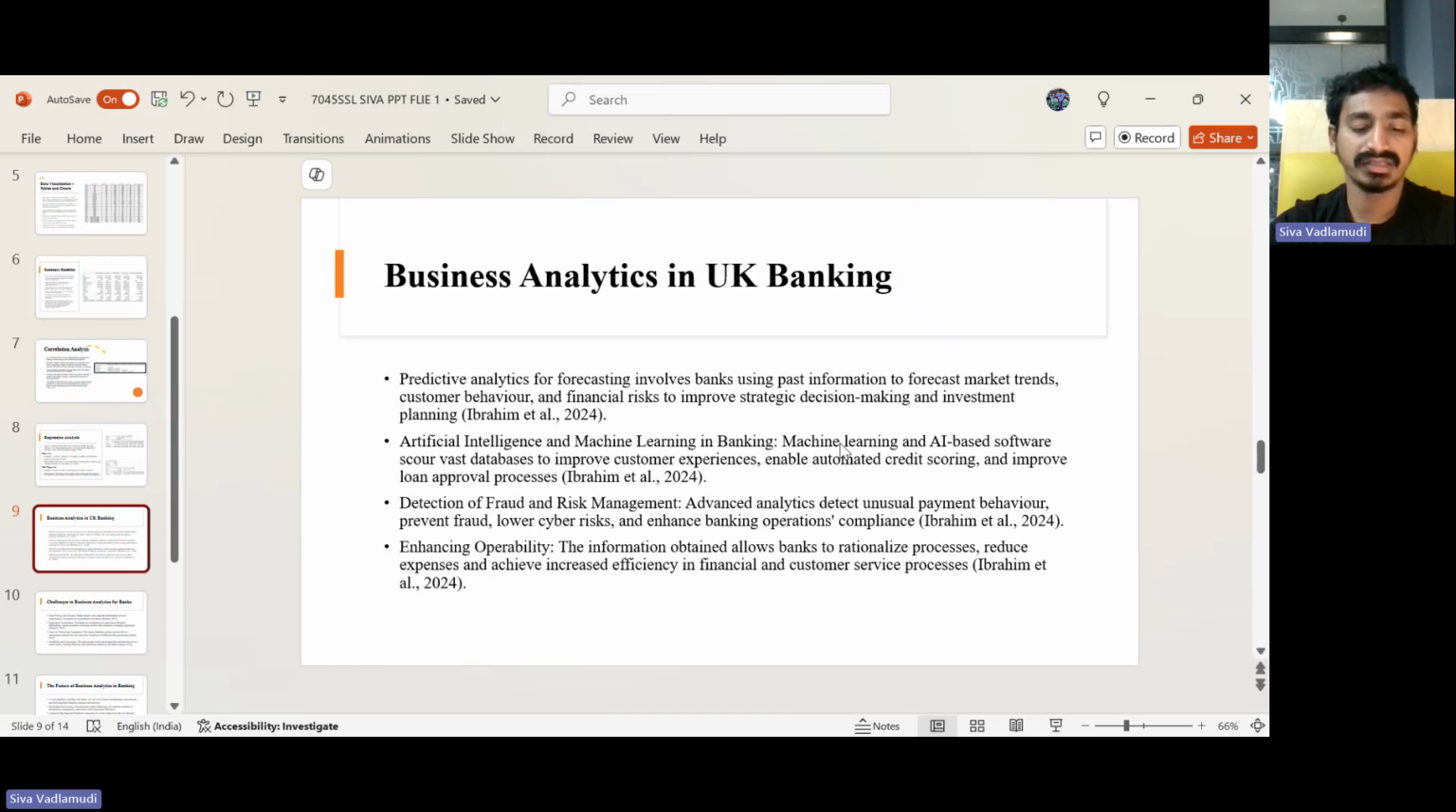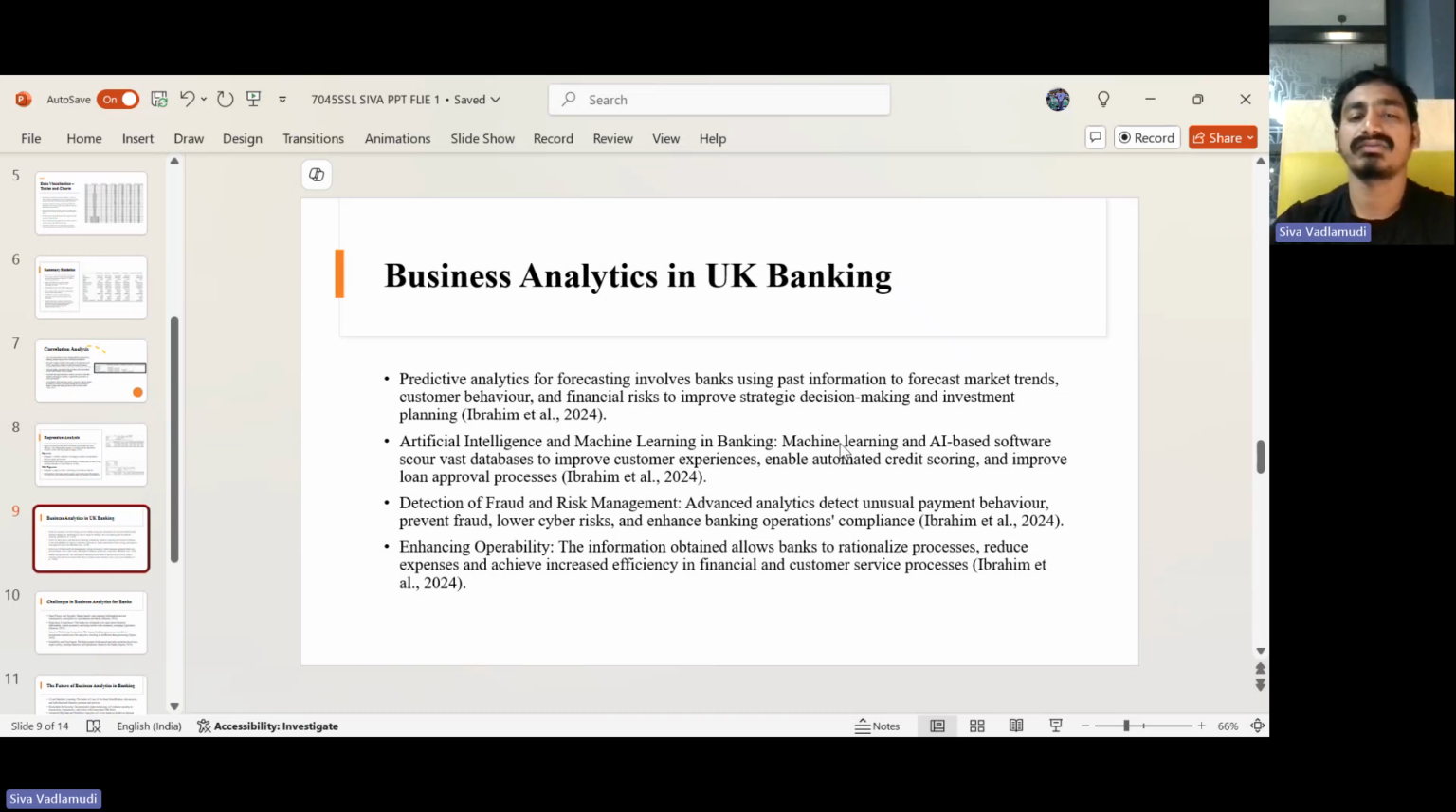in market forecasting in banking, and credit scoring automation increases through AI, and fraud detection through software checks in transactions and pattern recognition. Predictive analysis for forecasting in banking uses past information to forecast market trends. Business analytics in UK banking impacts behavior and financial risk, improving strategic decision-making systems and also investment planning.